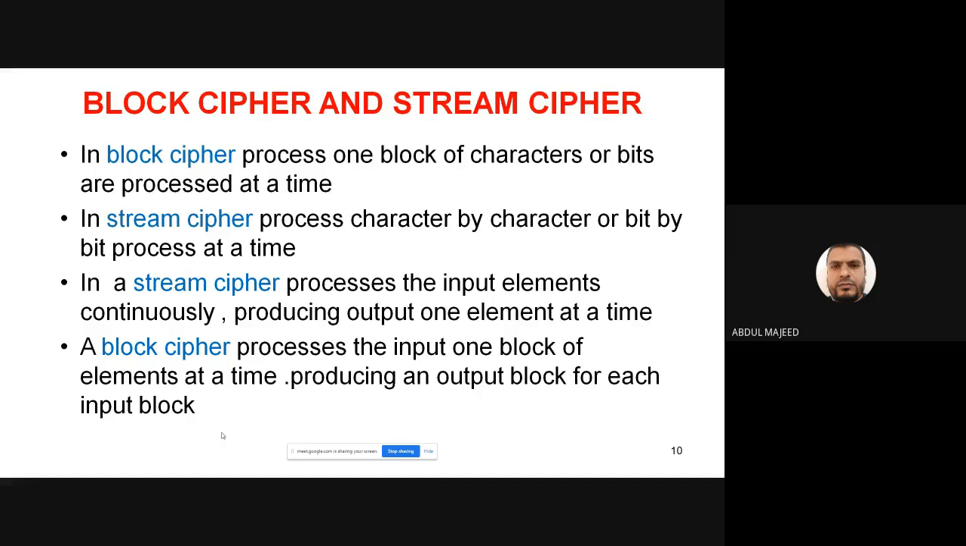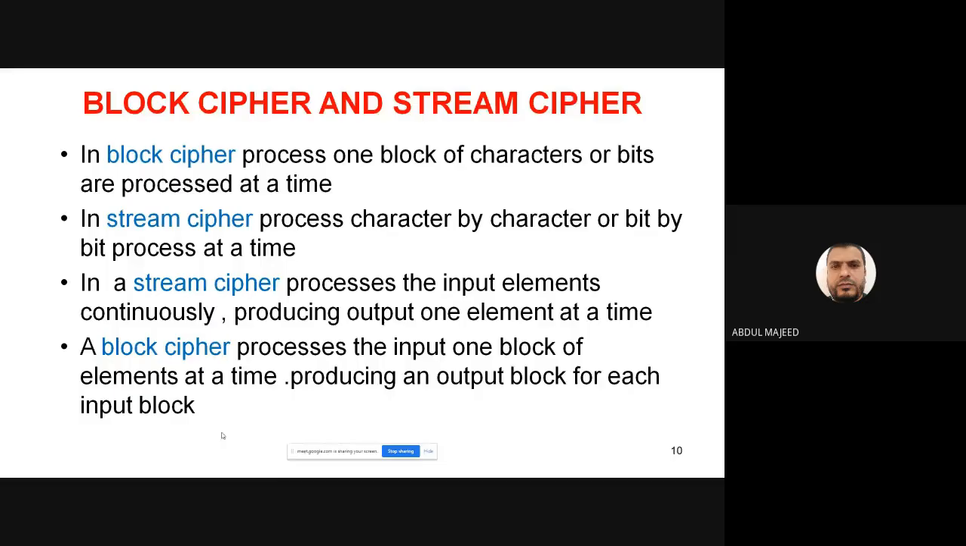That question is over. Then the second question is, what will be the size of that block, right? The size of the block can be 16 bit, 32 bit, or 64 bit. It means 64 bit will get processed at a time. And stream cipher means one character will get converted at a time. So in these two ways we can process the text.